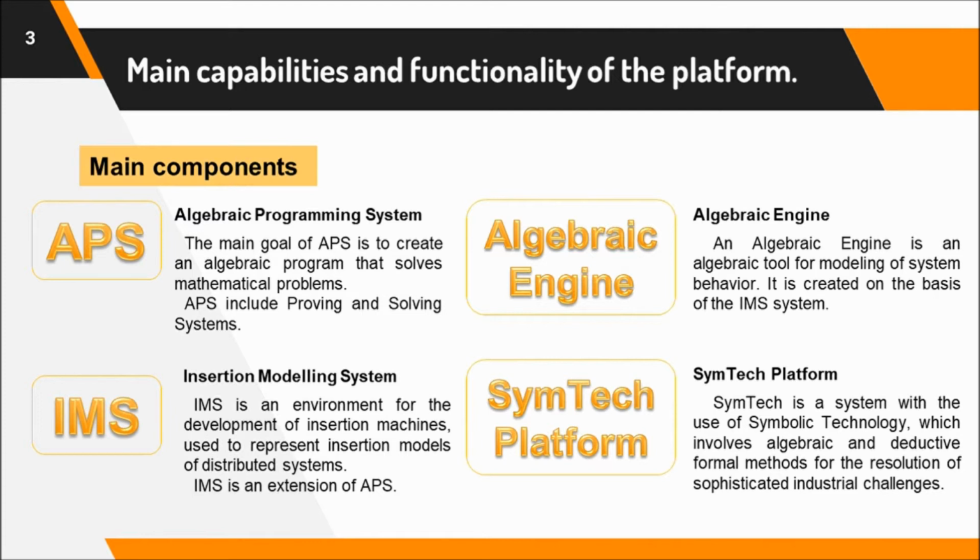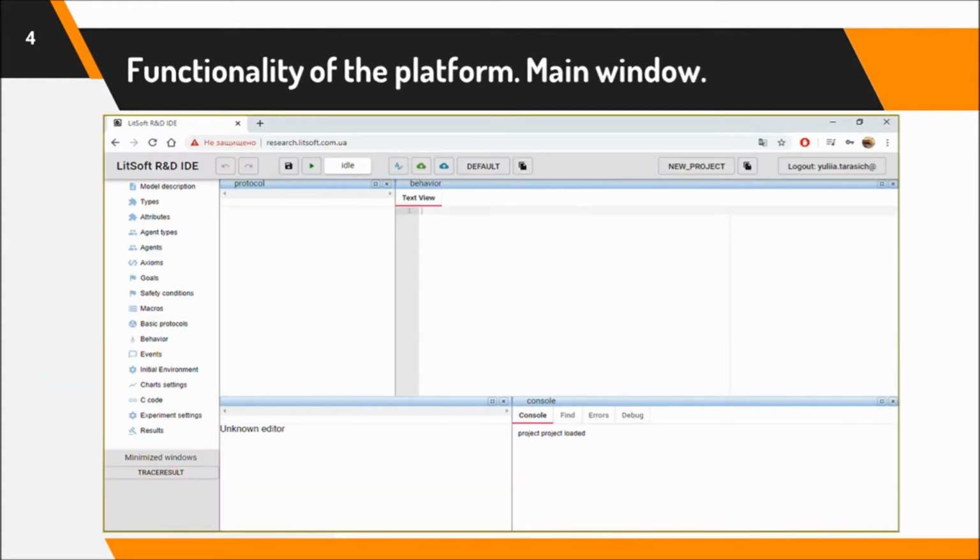And the latest component is the SimTech platform. The SimTech platform is a system which uses symbolic technology, which involves algebraic and deductive formal methods, for the resolution of sophisticated industrial challenges. The main features of the SimTech platform are testing technologies, model-driven development, support of the development process of critical systems or systems with quality of service, verification and validation, and cybersecurity. On this slide, we present the main windows of this platform.